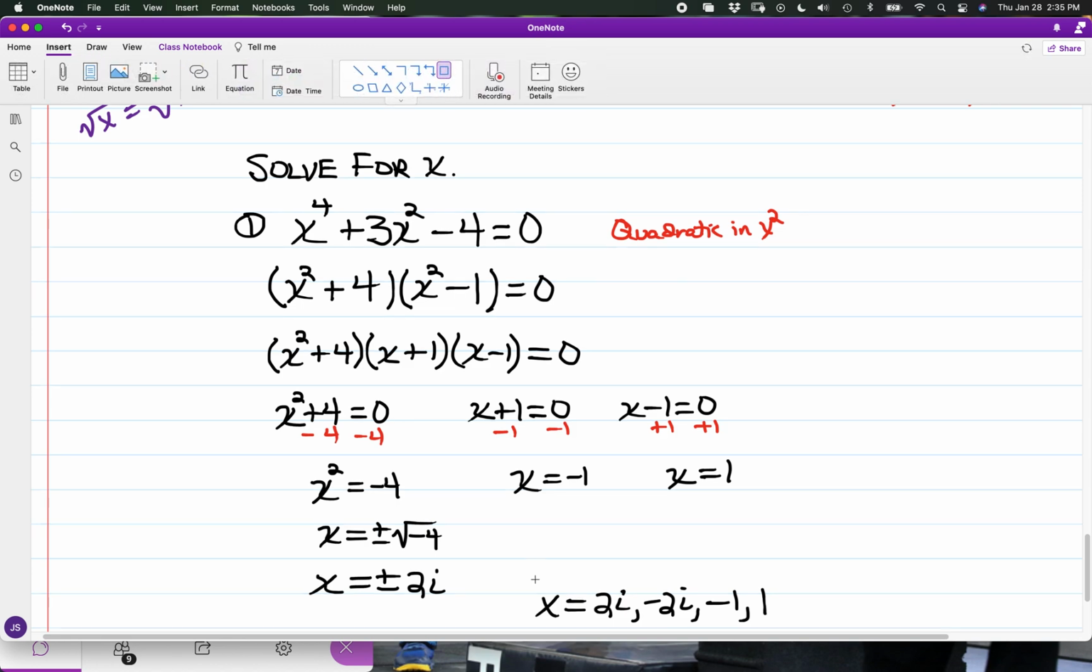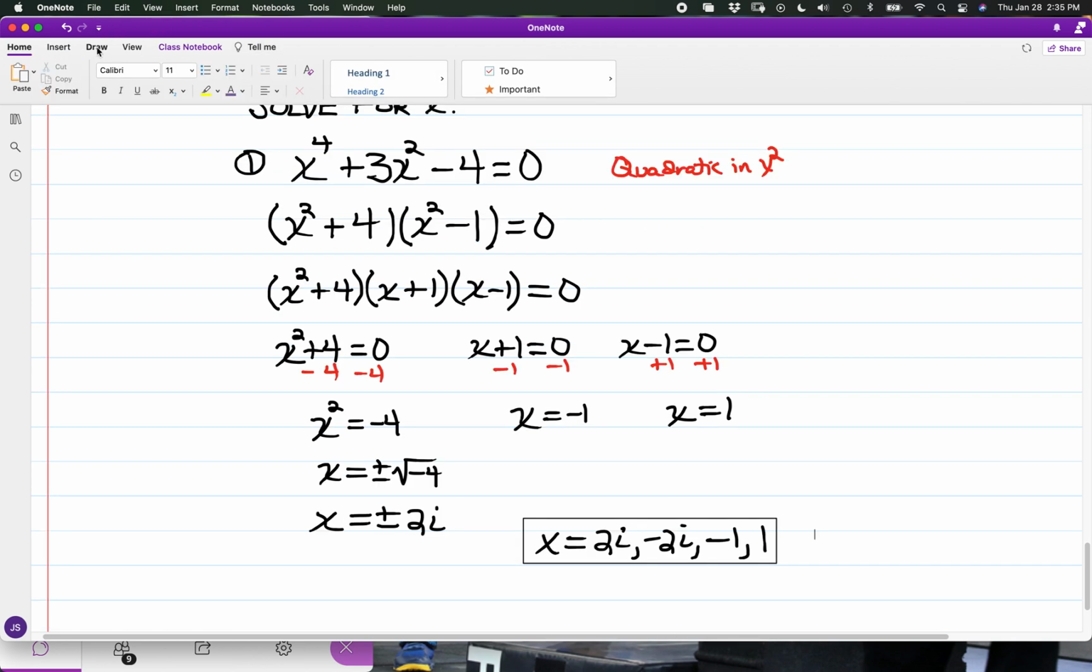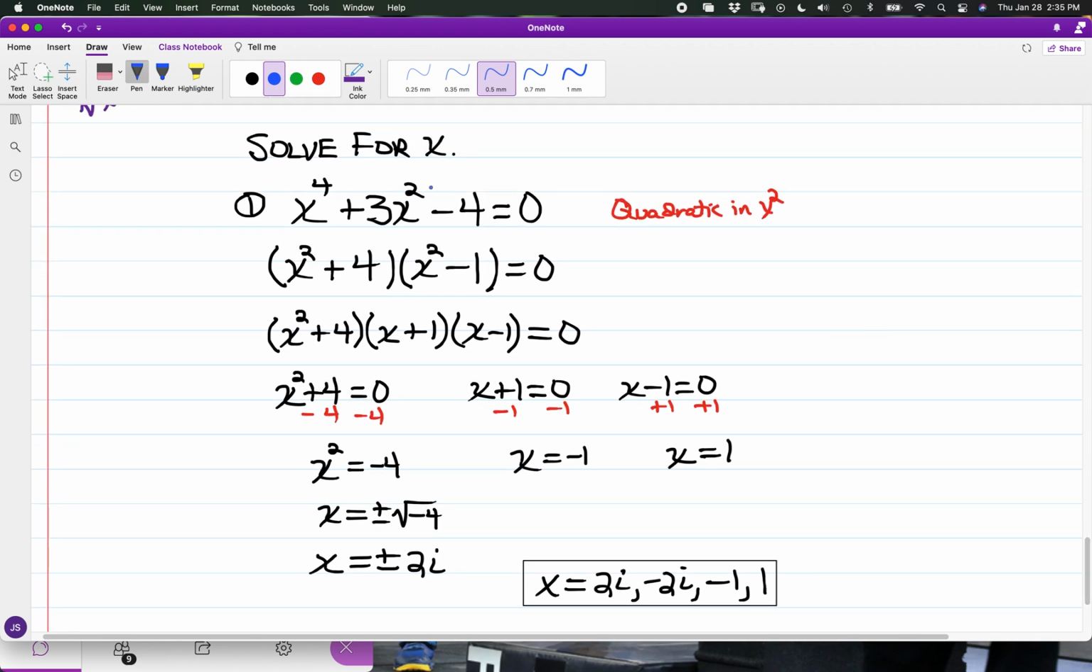And let me mention here, for what we had with x to the fourth, especially if the equation is a conditional with the degree of the variable being 4, this means you could possibly have 4 solutions, and we did in this case: 2i, negative 2i, as well as negative and positive 1.